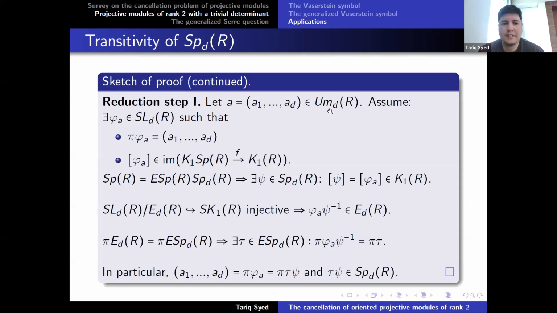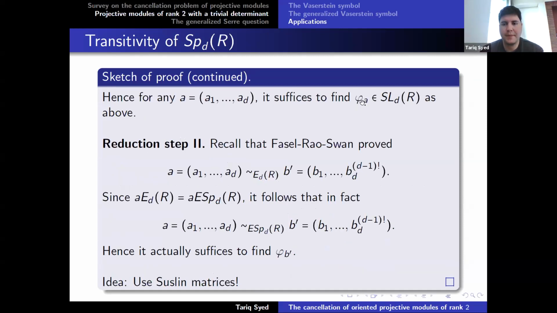All we have to do is to find phi A, which is a completion of this unimodular row, and whose class is in the image of the forgetful map from symplectic K1 to algebraic K1. That's the first reduction step. So we have to find phi A as above. The second one concerns the row. We don't have to find phi A for any row A. We only have to find phi A for certain types of rows. So Vaserstein proved that any unimodular row can be transformed by elementary matrices to such rows where the last coefficient is a (D-1) factorial fold power.